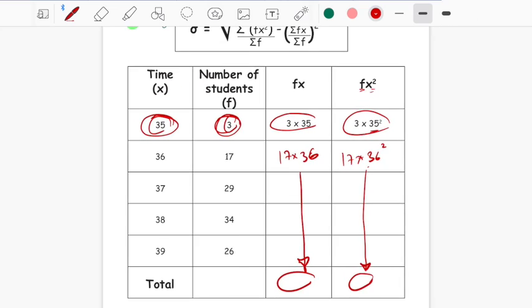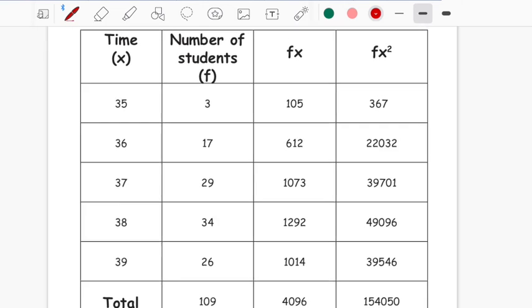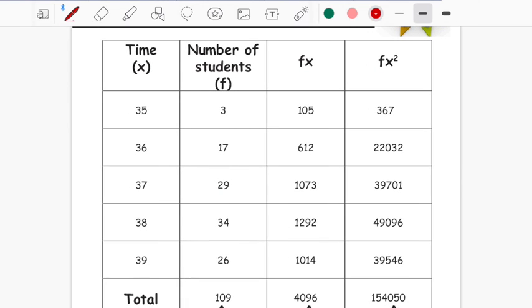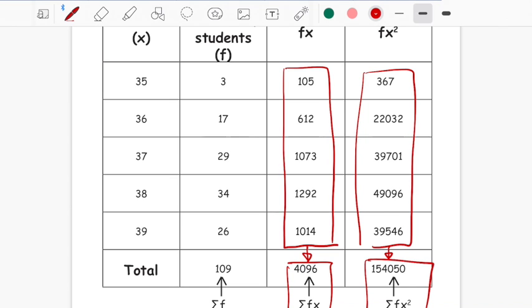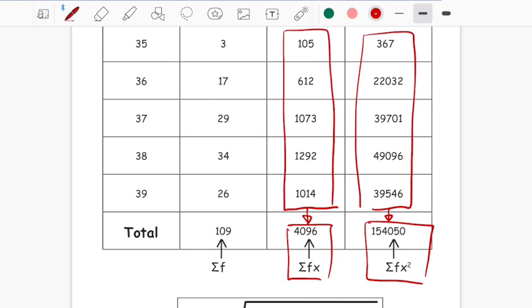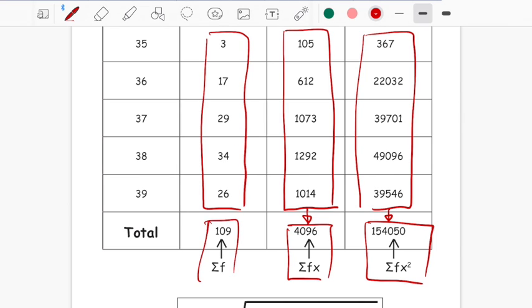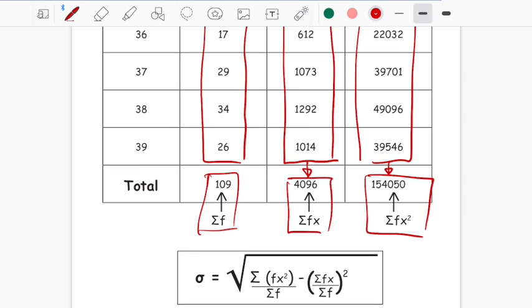Okay, all right, let's see what I get. I have simplified it for you here, you can see. Add all this up, you will get the sum of fx. And add all this up, you will get the sum of fx squared. And n is the total frequency added up. This is n, or sum of f. Okay, now all I need is to plug everything into place.